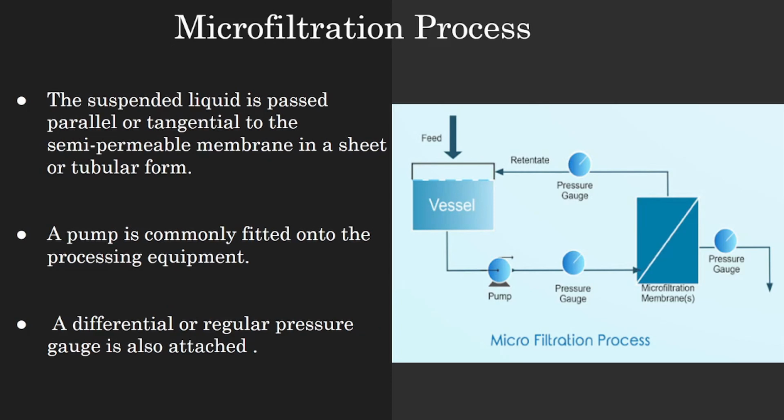The given diagram shows a general setup of the microfiltration process in which the suspended liquid is passed through at a velocity of around 1 to 3 meters per second and at moderate pressures around 100 to 400 kilopascals, parallel or tangential to the semi-permeable membrane in a sheet or a tubular form. A pump is commonly fitted onto the processing equipment to allow the liquid to pass through the membrane filter, and a differential or a regular pressure gauge is also attached to measure the pressure drop between the outlet and the inlet streams.